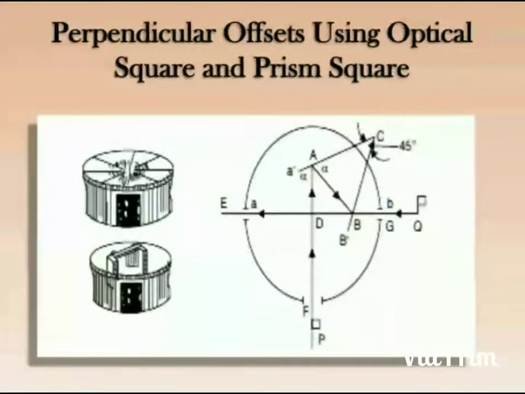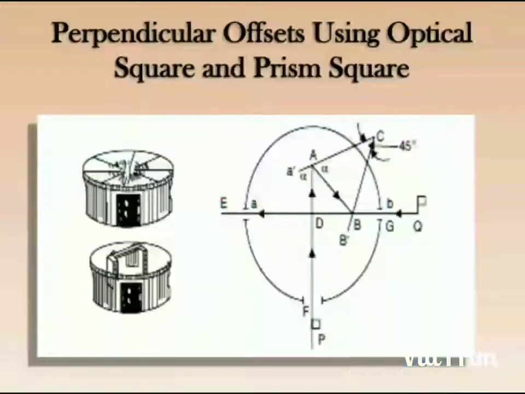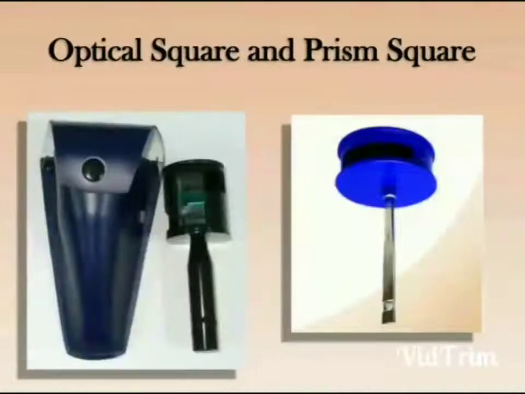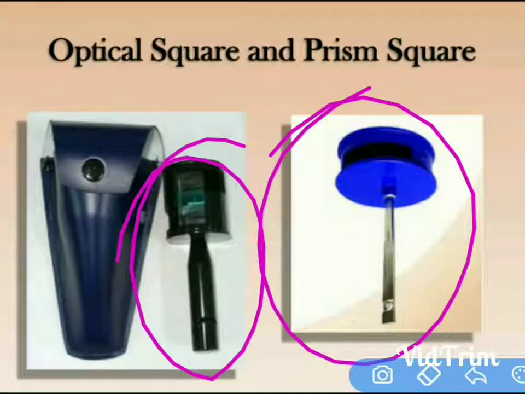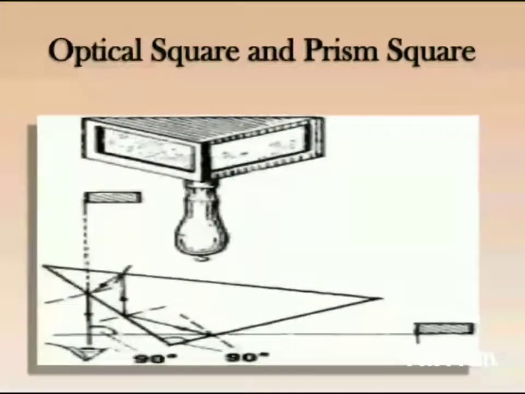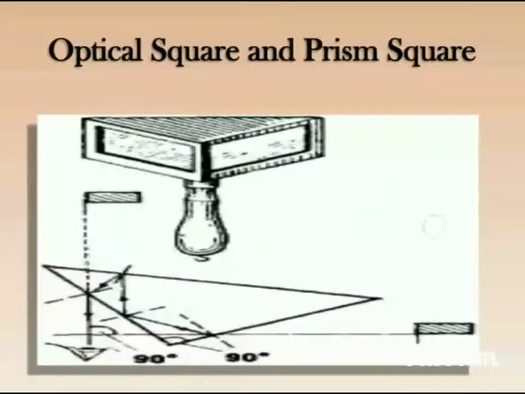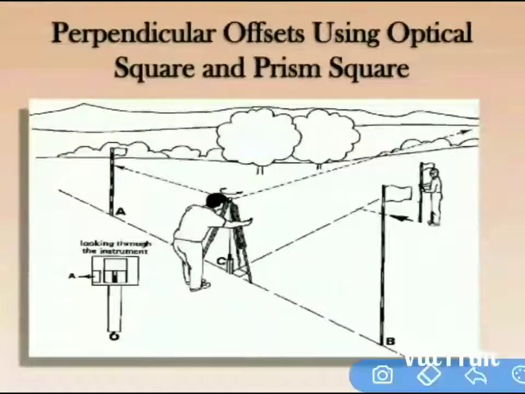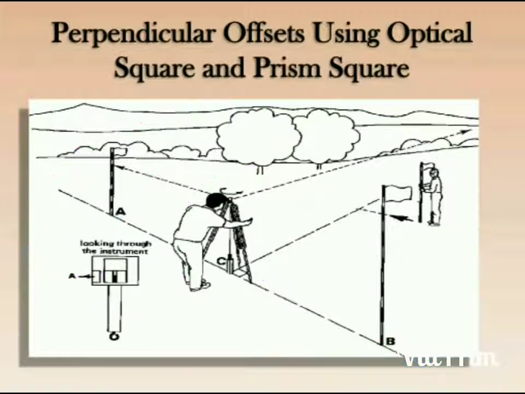Clear? Right, look here, this is the optical square. The mirrors are at 45 degrees. Clear? Look here, this is also an optical square and prism square. This is the optical square, this is the prism square, right? Clear? In this way we are setting the perpendicular offset by using the optical square and prism square, right?